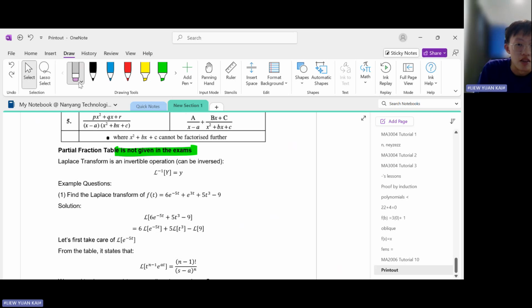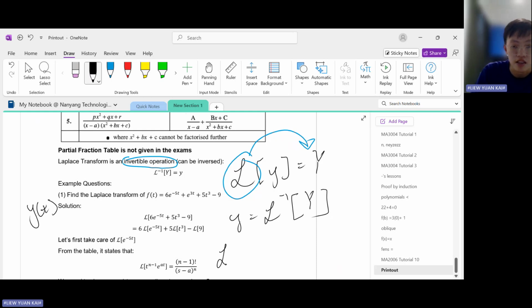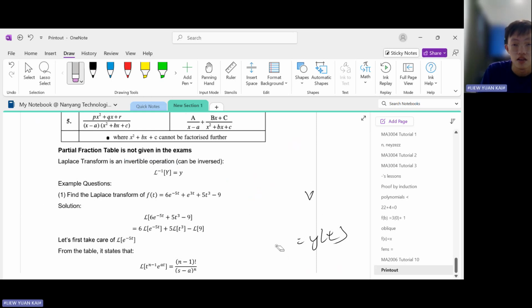The next property that you need to know is that the Laplace transform is an invertible operation. I already told you that the Laplace transform of y will give me big Y. This process can be reversed. If I bring the Laplace transform to the other side, y is equal to the Laplace inverse of big Y. In other words, if you want to find y of t, you can take the inverse Laplace transform of Y of s to give you back y of t. So this is an invertible operation, which means it can be reversed.